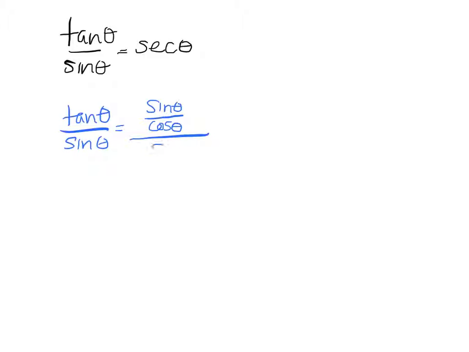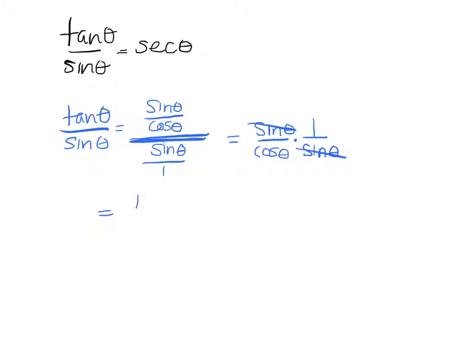And then I still have sine, but since I have a fraction on top, I'll make this a fraction also. And remember, a fraction is really division. So this is going to be sine theta over cosine theta times the reciprocal. When you divide by a fraction, you multiply by the reciprocal. And then as you look at this, we have a sine on top, a sine on bottom. So you get 1 over cosine. And 1 over cosine, according to the identities, is secant.